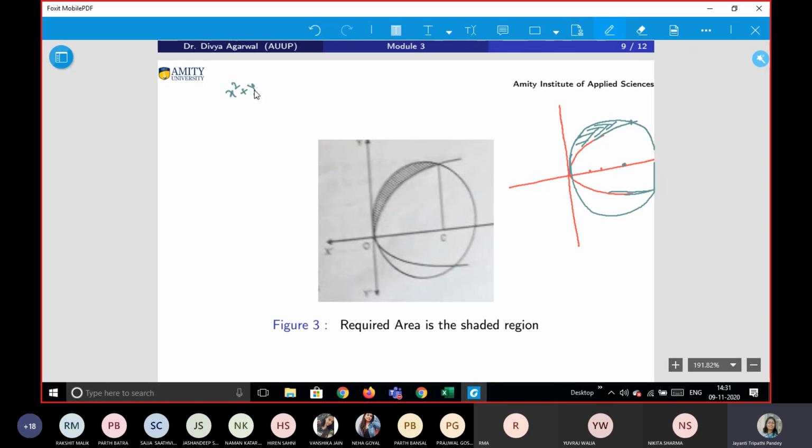So the first thing that we need to know is the point of intersection. You have x square plus y square is equal to 2x, and then you have y square is equal to ax. When you put ax, you get x square is equal to ax. So x into x minus a equals 0. So x is 0 and x is a. When you put x is 0, this is the point. When you put x is equal to a, y will also be a. So this is the second point.